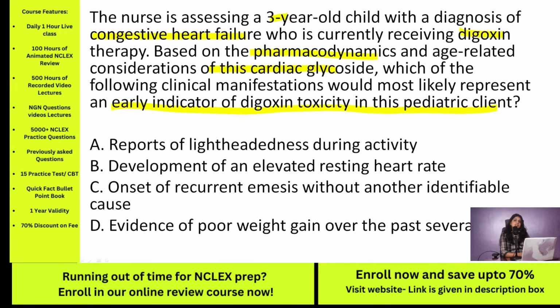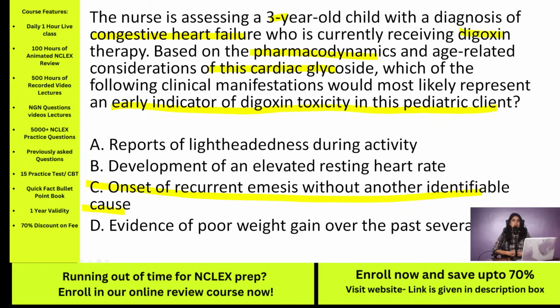Let's carefully go through the answer options together. Option A, reports of lightheadedness during activity. Option B, development of an elevated resting heart rate. Option C, onset of recurrent emesis without another identifiable cause. Option D, evidence of poor weight gain over the past several weeks. Now let's determine which finding most accurately reflects an early sign of digoxin toxicity in a child. The correct answer is Option C, onset of recurrent emesis without another identifiable cause.